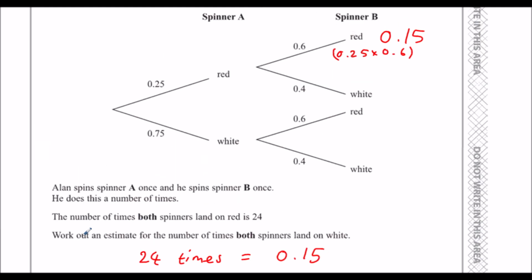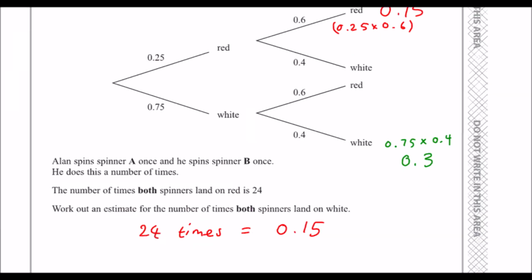What's the question? Work out an estimate for the number of times both spinners land on white. So white, let's do that probability. So 0.75 times 0.4. So that's going to give us 0.3. Okay, that's a nice number.